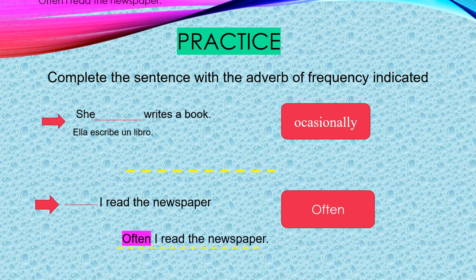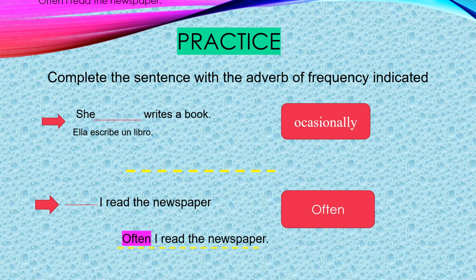So, let's read the first sentence. Okay, leamos la primera oración. She writes a book. Ella escribe un libro. Recordemos la primera regla del adverbio de frecuencia. Says that you can use the adverb of frequency between the subject and the verbs. Okay. So in this case, she is the subject and write is the verb. Ella es el sujeto y write es el verbo.